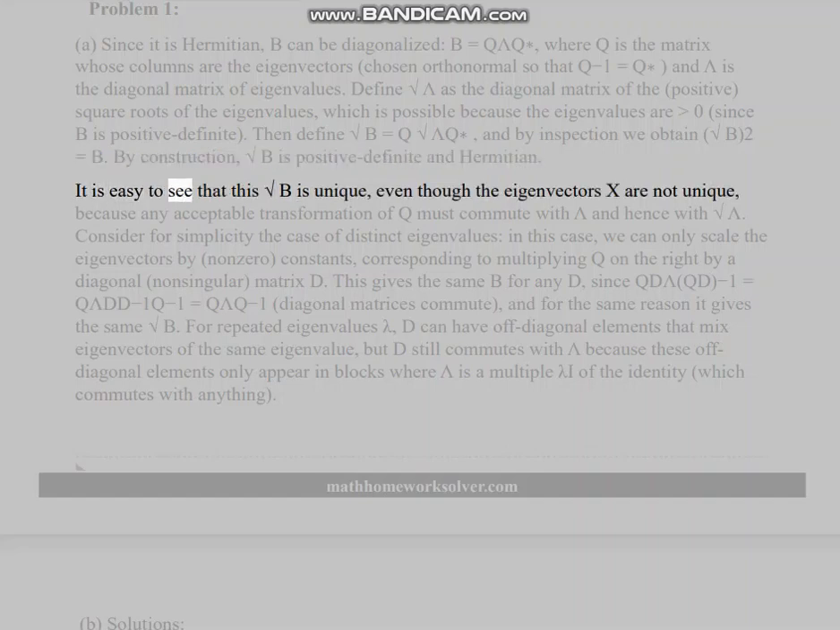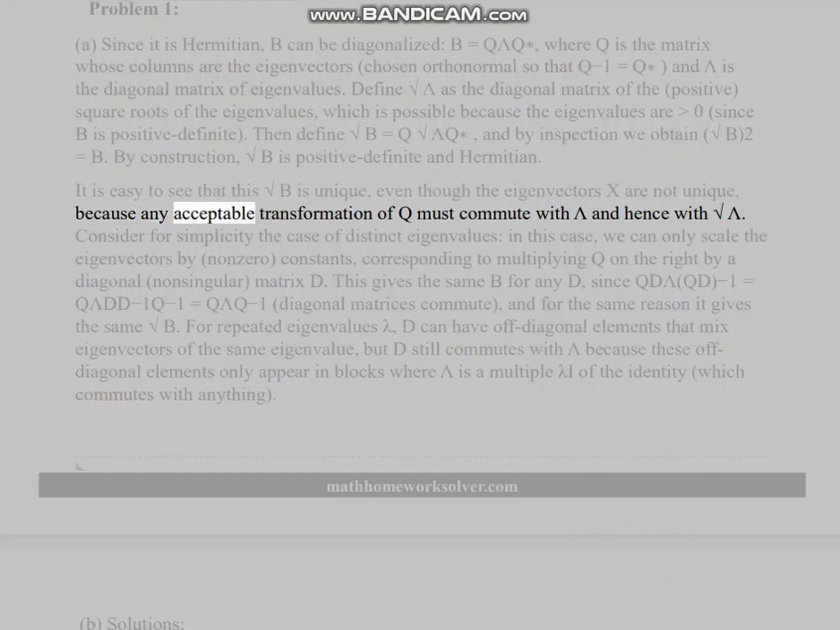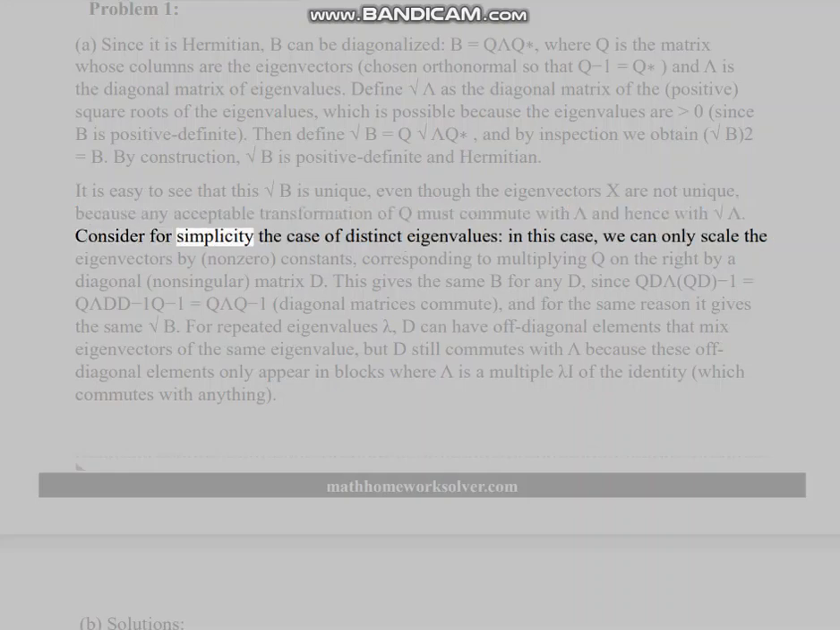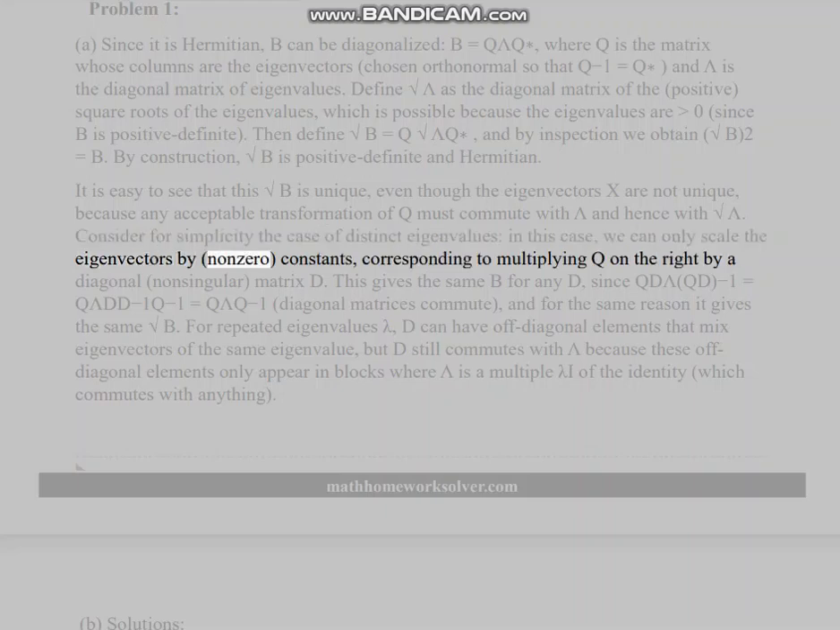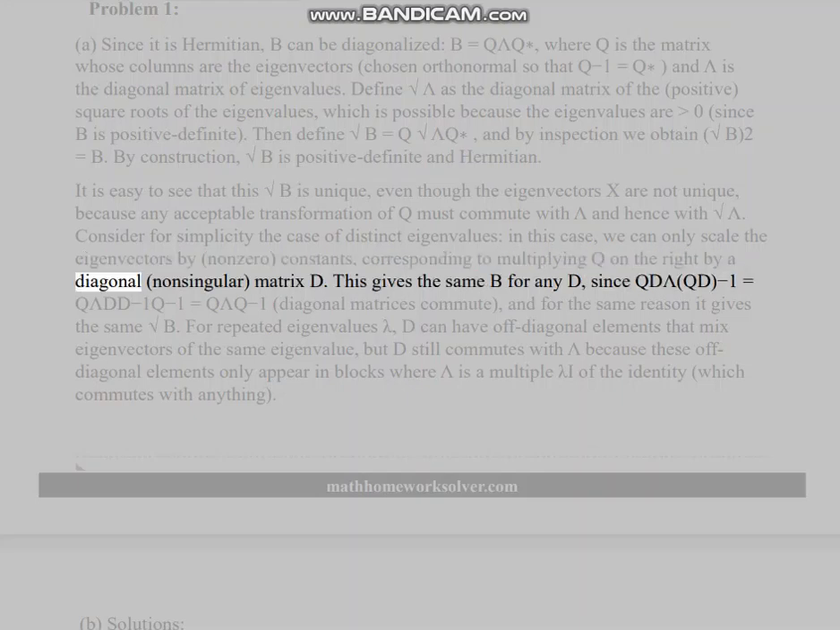It is easy to see that this √B is unique, even though the eigenvectors X are not unique, because any acceptable transformation of Q must commute with Λ and hence with √Λ. Consider for simplicity the case of distinct eigenvalues. In this case, we can only scale the eigenvectors by non-zero constants, corresponding to multiplying Q on the right by a diagonal, non-singular matrix D.